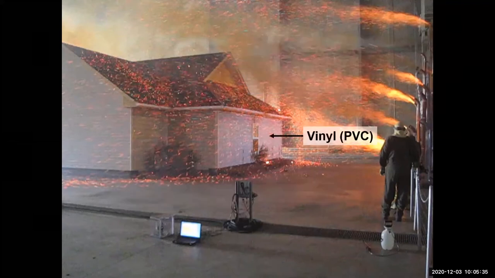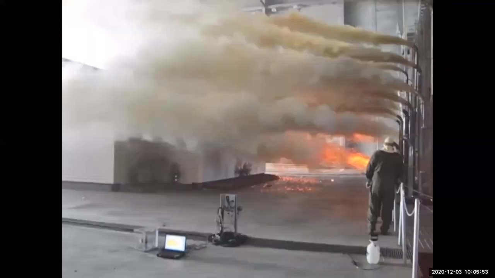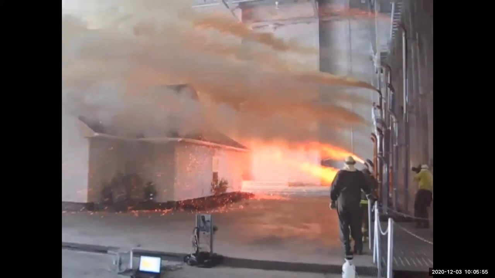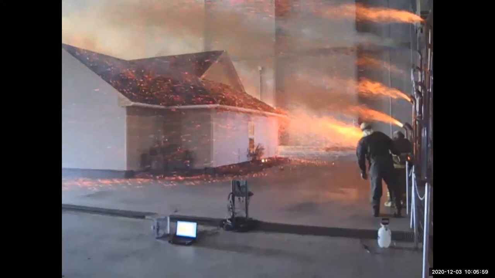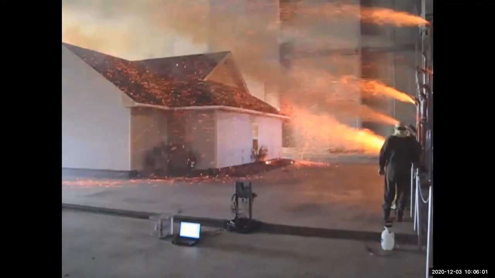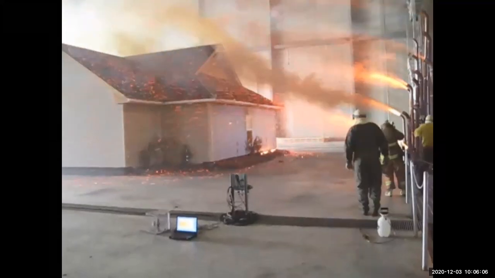So let's take a look at the burning ember blizzard on this house: vinyl, fiber cement like Hardie plank, and composite fiber composition board, which is pressed fiber. So let's take a look, only burning ember exposure. No flame front, no high intensity flame front. Look at the burning embers, they flow around the house, on the roof and down into the gutter.